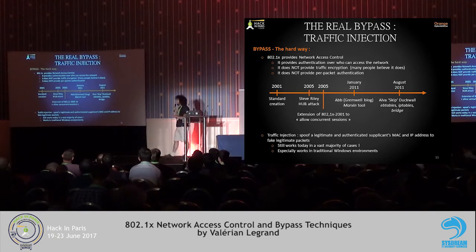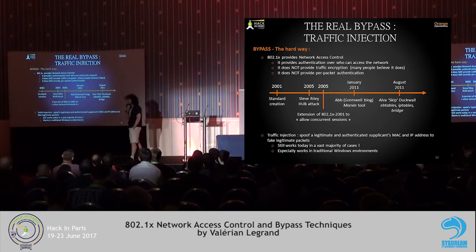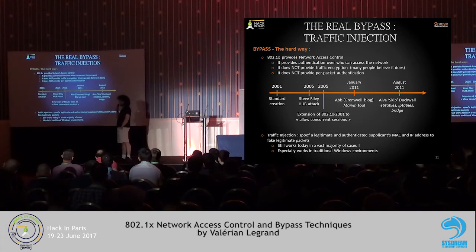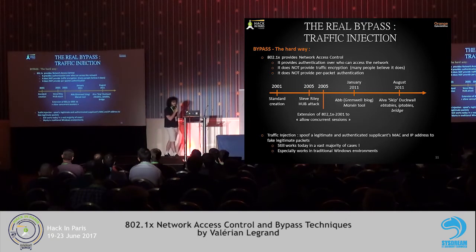checks some stuff. So basically, if you are sending packets with a different IP address than the authenticated device, you'll get rejected, or the port will be shut down, depending on the switch implementation. So this effectively renders Steve Riley's attack inefficient.